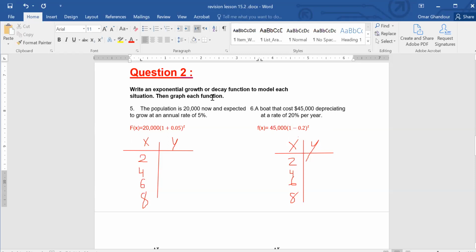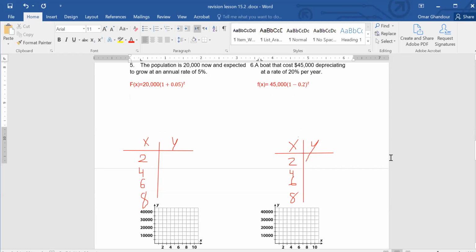Now I need to do what? Graph each function. Since he didn't give me a table in here, I went and looked at the graph. Just go and see the graph. This is the graph that he gave you, right? This is the graph that he gave you.